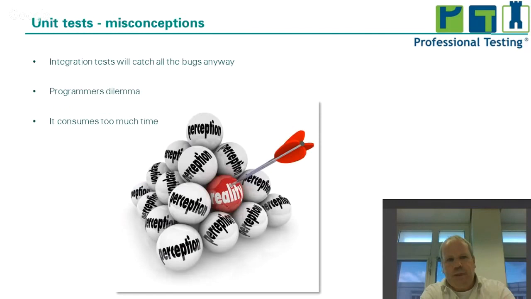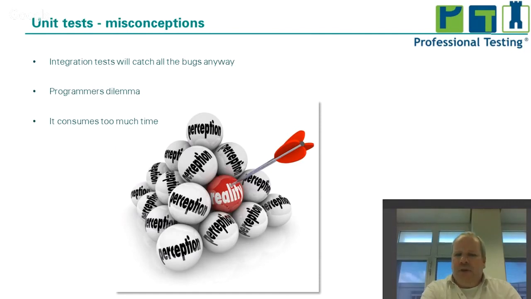Now, let's go into some of the misconceptions that we see about unit testing. The first misconception is that integration testing will catch the bugs anyway. That will only be true if I do really extensive integration testing. And like I said before, if you have two functions with 20 test cases each, the integration test of the entire thing will be 400 test cases instead of 40 if I do it properly in unit tests.